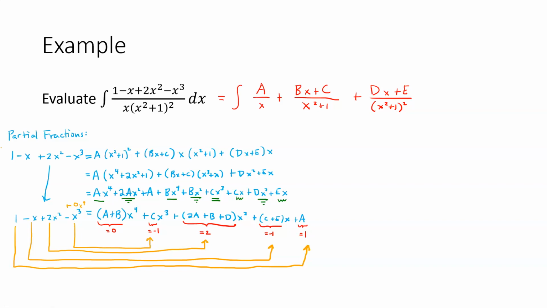Okay, so we're just matching them up. And the nice thing is that a couple of these are already solved. For instance, we've got a is equal to 1. We've got c is also equal to -1. So those ones are already worked out. We've got c plus e is equal to -1 as well. And since we know that c is also -1, that gives us e must equal 0.